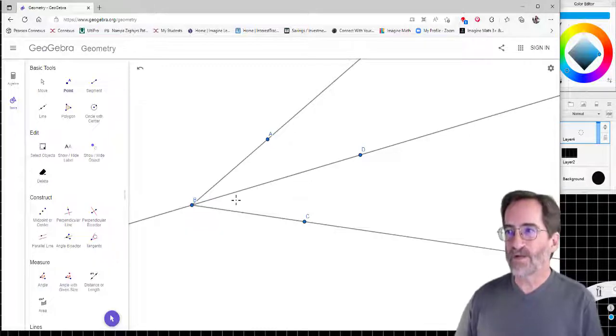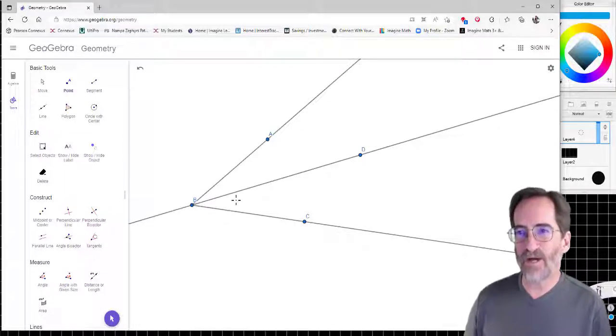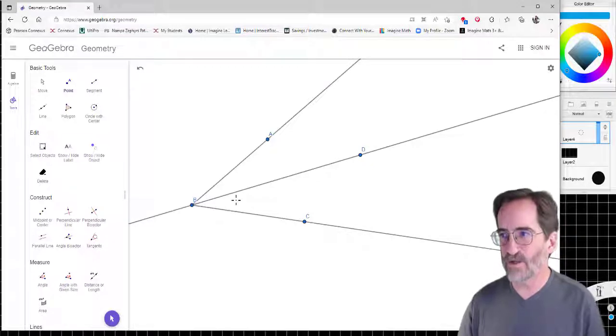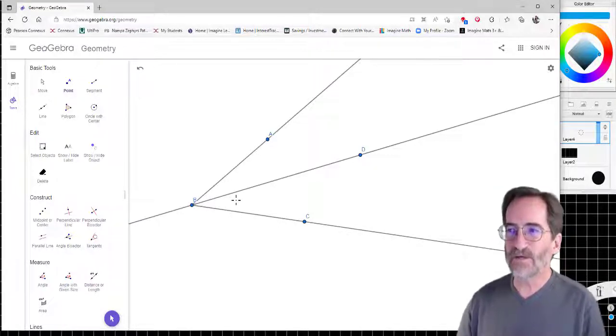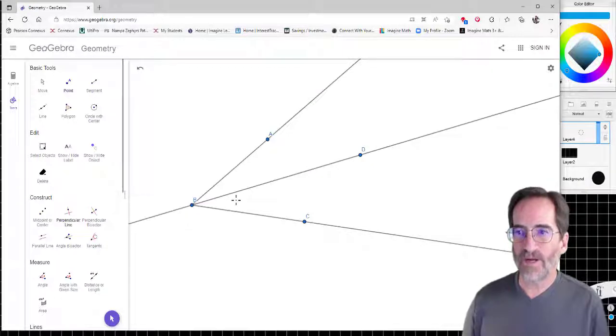And what I'm interested in is the distance from D to the sides of the original angle. Now that's not as easy to measure as the perpendicular distance, because I can't just draw a line segment connecting the endpoints. A and C are not endpoints. A and C are just random points somewhere on the sides. Distance between a point and a line is perpendicular distance. So I need to draw a perpendicular line.